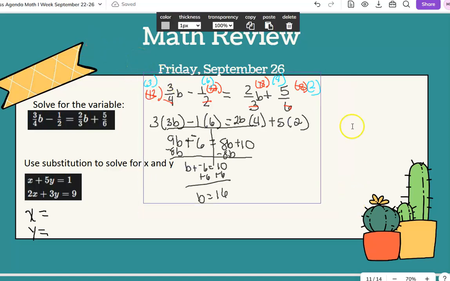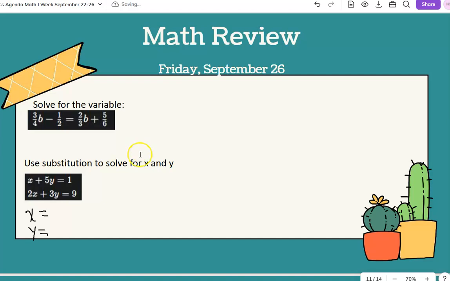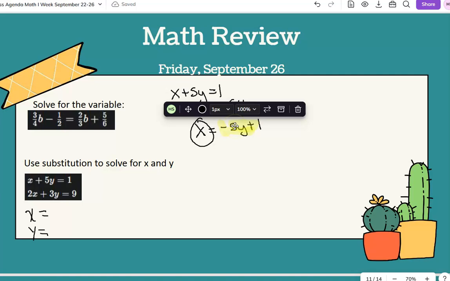Okay, I'm going to erase the work from here because you can always go back and replay it and pause it. Okay, and I'm going to take my x plus 5y equals 1. This is the easiest one for me to move and use for substitution because I can minus 5y from both sides and I get x equals negative 5y plus 1. I can now substitute for x. So everywhere there's an x, I'm going to plug in negative 5y plus 1.